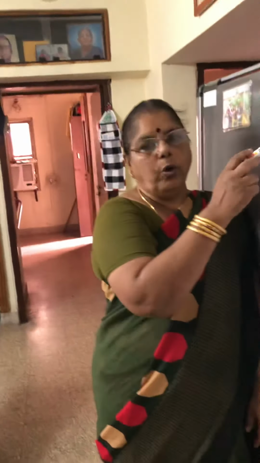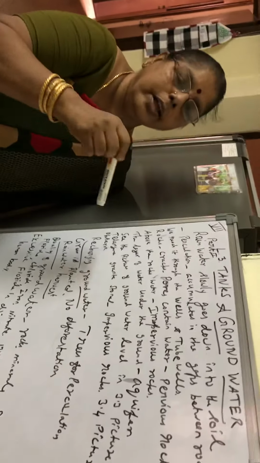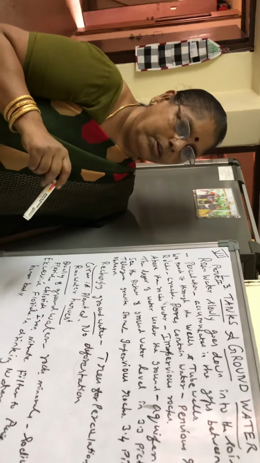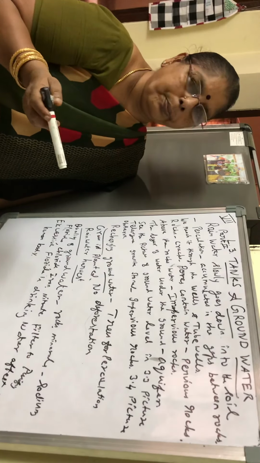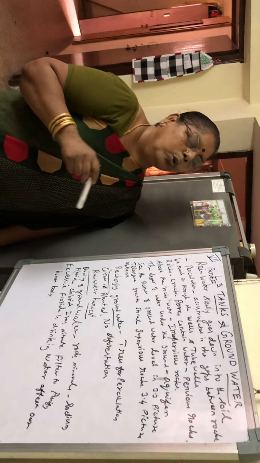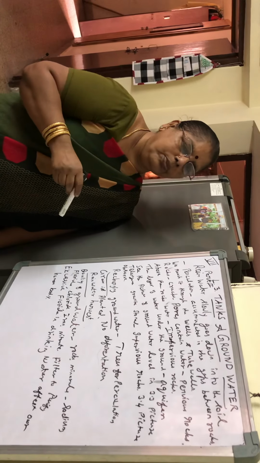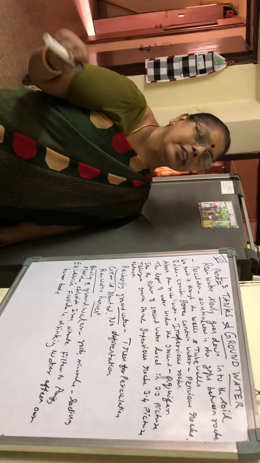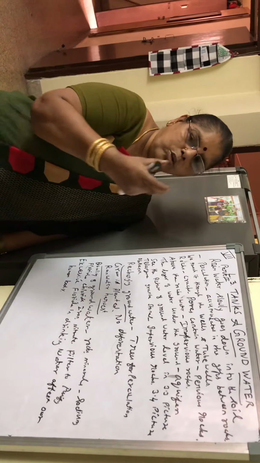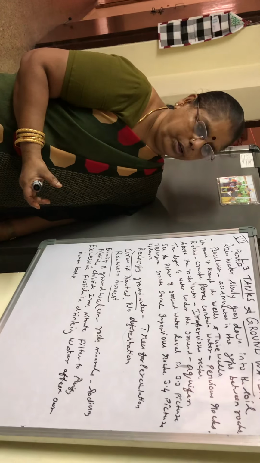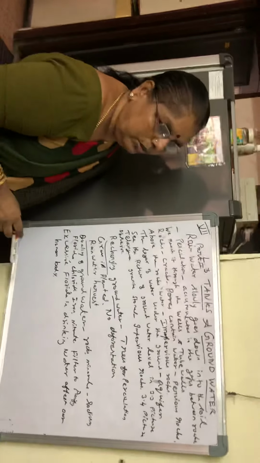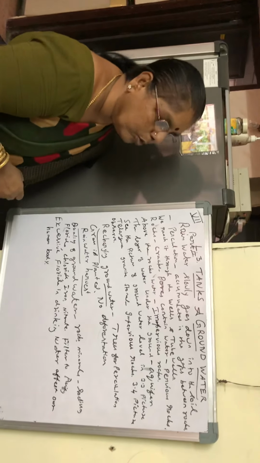Now, rainwater slowly goes down into the soil. Of the rainwater, the portion available for domestic use is only 1%. Most of the water runs off to the sea and ocean. Before going to the sea, the soil absorbs the rainwater, and that is what we call groundwater. So rainwater slowly goes down into the soil.